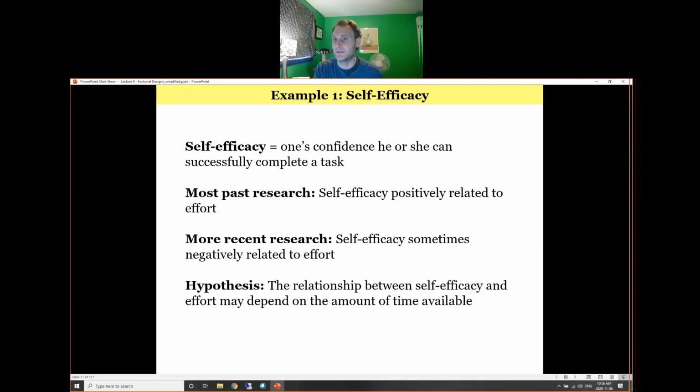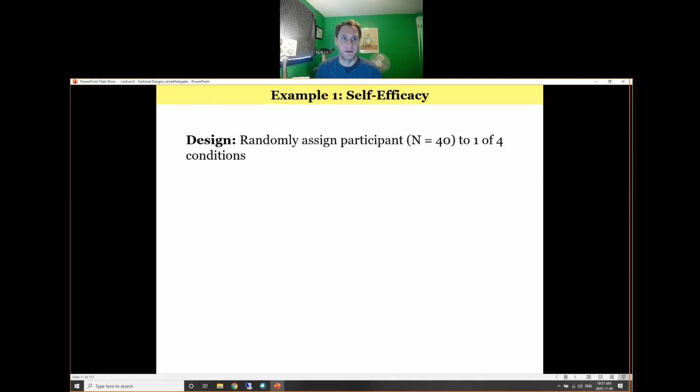Probably you put it into the less confident exam, because the one for which you're already confident, you don't need to study. You already think you're going to do well. So we thought there would be an interaction between self-efficacy and time available.